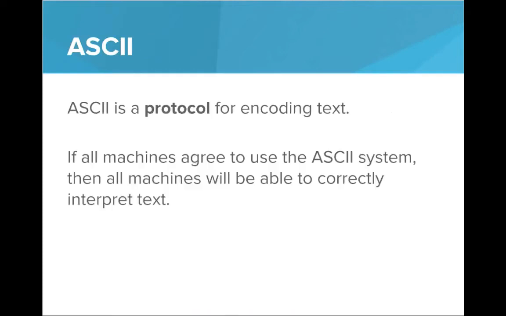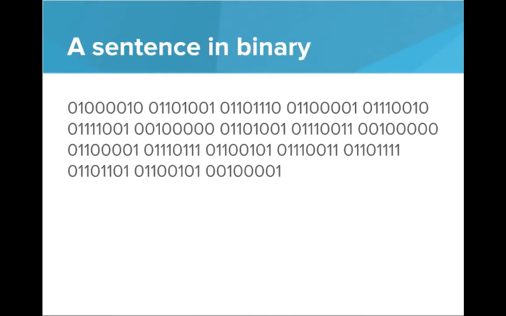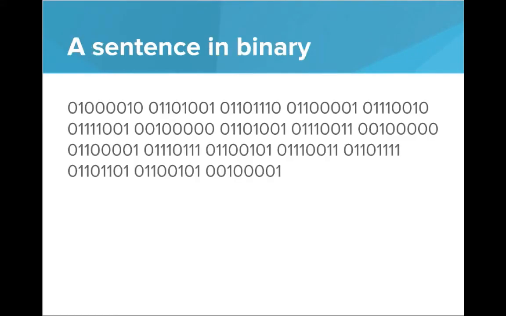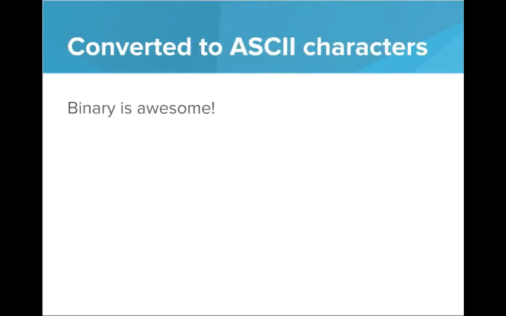So ASCII is a protocol for encoding text. If all machines agree to use the ASCII system, then all machines will be able to correctly interpret text. For example, if we look at this sentence, we can take every 8 bits and that maps to a corresponding character. So if we take each byte in the sentence and convert it to the corresponding character, we see that this actually says binary is awesome. These zeros and ones turn into the sentence binary is awesome.